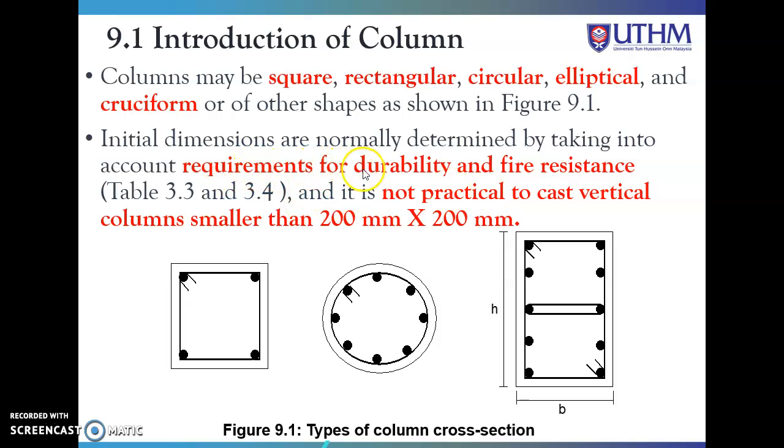Okay, before this kita dah belajar. Untuk durability and fire resistance dia ada allowable cover berapa yang dia nak. So kita akan refer Table 3.3 dan 3.4. And it is not practical to cast a vertical column smaller than 200 times 200 mm. So maksudnya secara praktikalnya tidak boleh untuk kita design the vertical column lebih kecil daripada 200 kali 200.